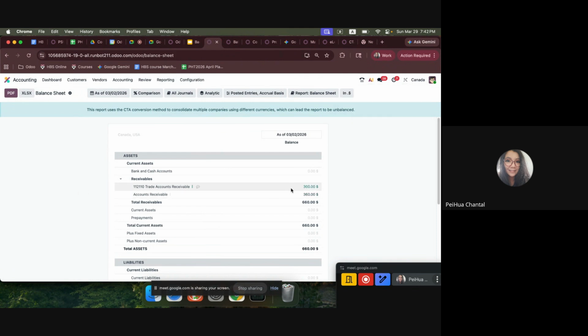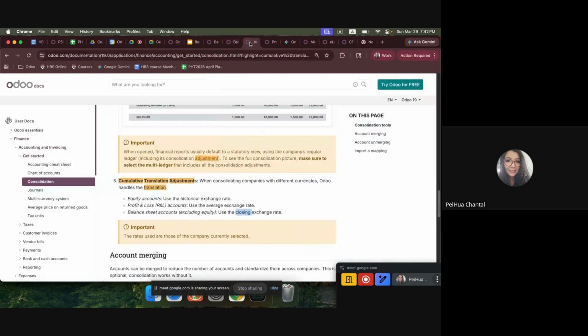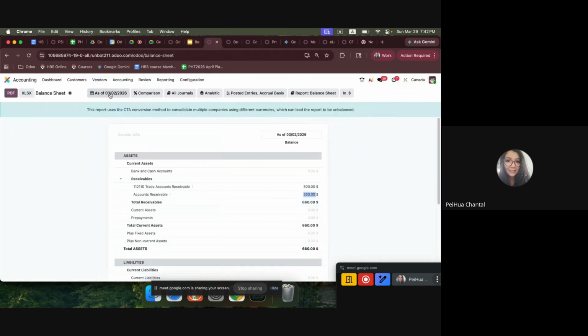You can see that this now becomes AR for 360. Why? Again, because this is a balance sheet using account receivable, using a closing rate. What is a closing rate as of March 2nd? I disregard the 1.1 for March 1st. I'm only looking at March 2nd. On March 2nd, there are a total of 300 US dollars at the rate of 1.2. So it converted to 360.